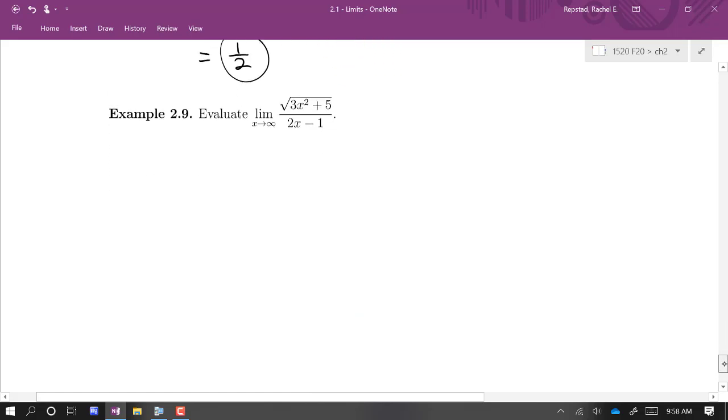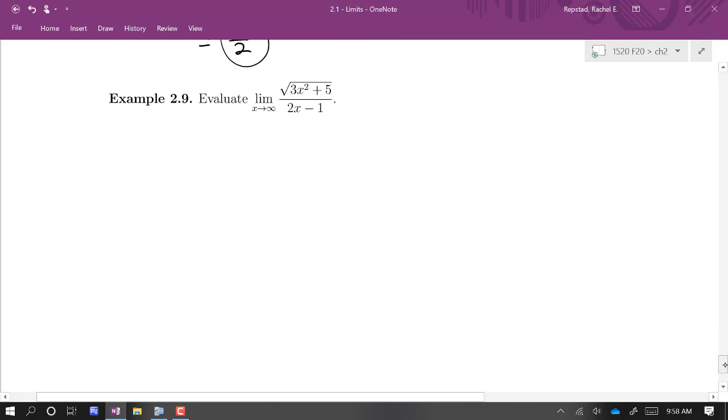Let's try another one. This is an interesting example. We want to evaluate the limit as x approaches infinity of the square root of 3x squared plus 5 divided by 2x minus 1. Our technique is to divide by the highest power of x that appears in the bottom. You could alternatively just divide by the highest power of x that appears anywhere. In this case, either way you think about it, the highest power of x that appears in this limit is just x to the first.